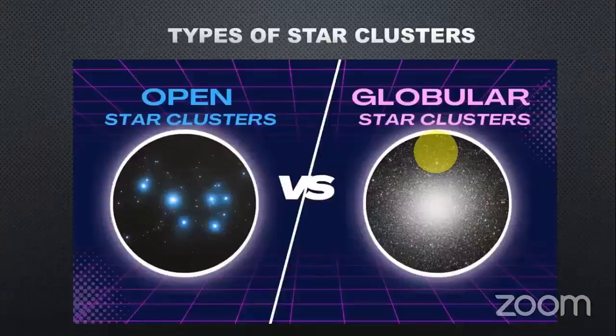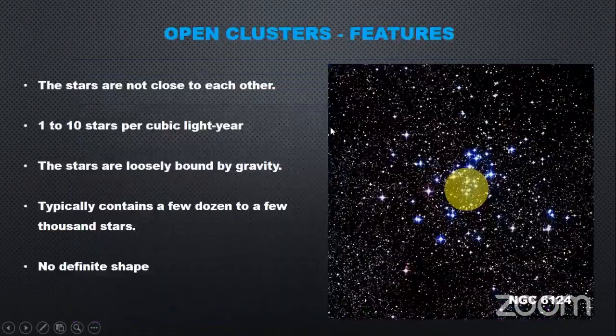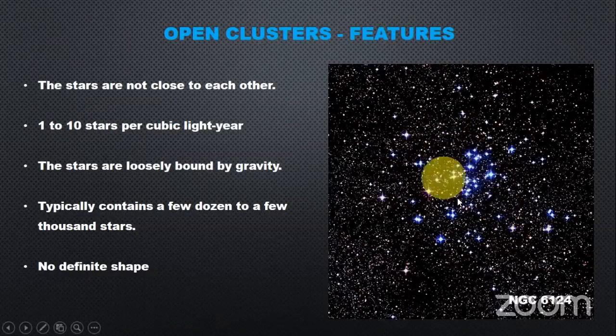So, types of star clusters. We have open star clusters and we have globular star clusters. Here's an example of these two types of star clusters. Here's an example of an open star cluster. This is NGC 6124. You can see some stars that are clustered in a particular location.